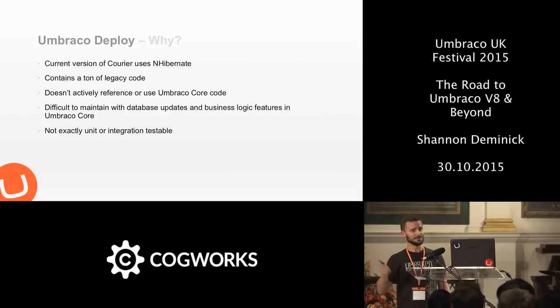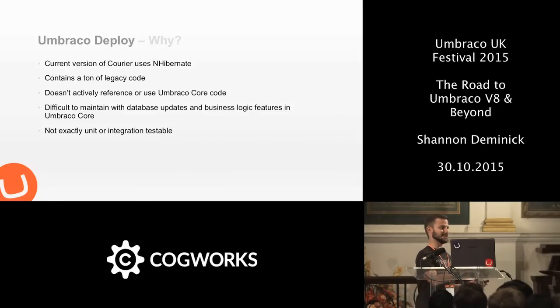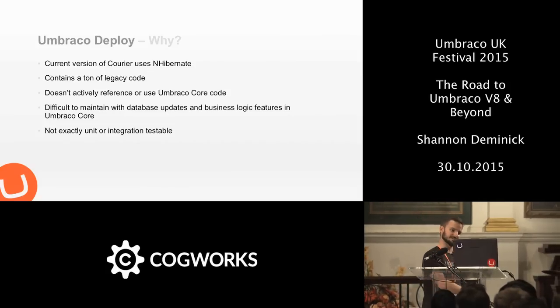So the new version will actively reference core and will use all the core APIs in there. The other reason we need to change it is every time we release a new minor version, 7.3, 7.4, there are slight database changes made, and we need to then re-update Courier to support those database changes, but then we also have to make sure that it's backwards compatible with the previous version. So it becomes kind of a pain in the butt. So we want to make it not a pain in the butt in the future.